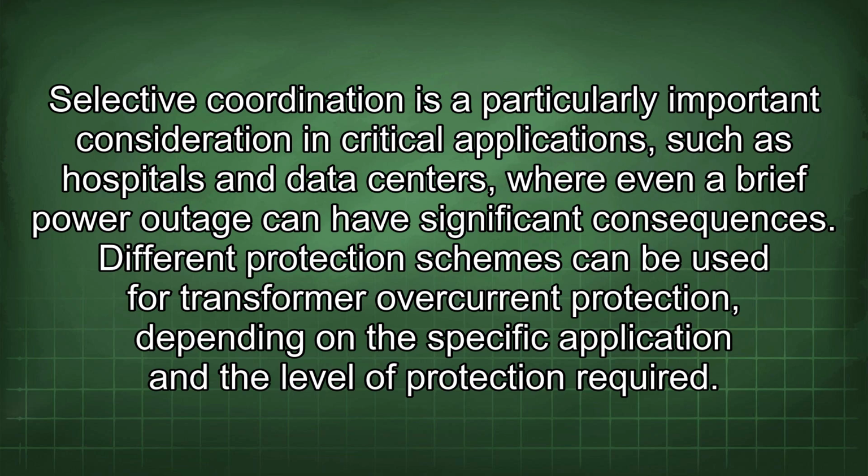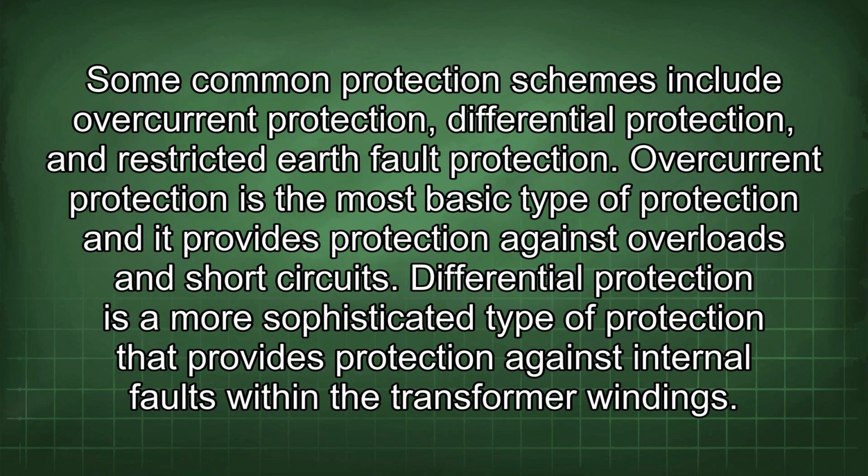Different protection schemes can be used for transformer overcurrent protection, depending on the specific application and the level of protection required. Some common protection schemes include overcurrent protection, differential protection, and restricted earth fault protection. Overcurrent protection is the most basic type of protection, and it provides protection against overloads and short circuits.